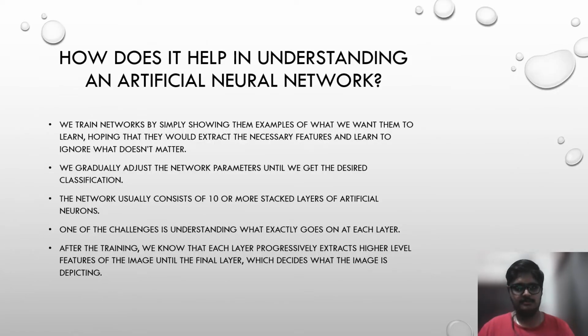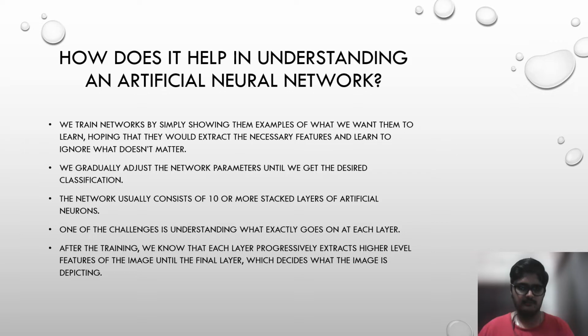So how does DeepDream help in understanding an artificial neural network? We train networks by simply showing them examples of what we want them to learn, hoping that they would extract the necessary features and learn to ignore what doesn't matter. We gradually adjust the network parameters until we get the desired classification. The network usually consists of 10 or more stacked layers of artificial neurons. One of the challenges is understanding what exactly goes on at each layer.